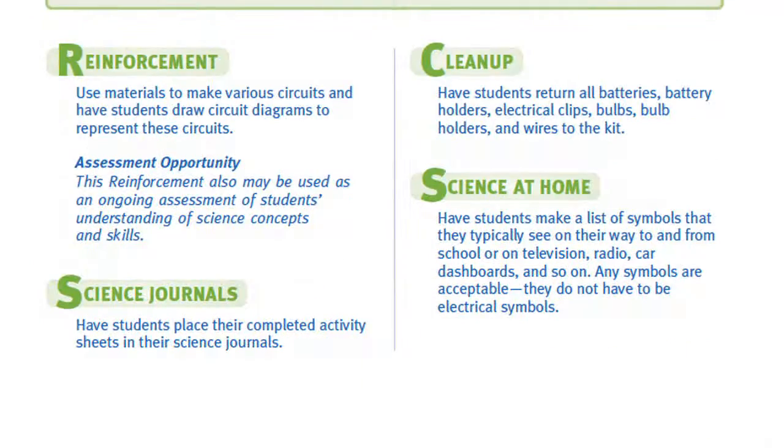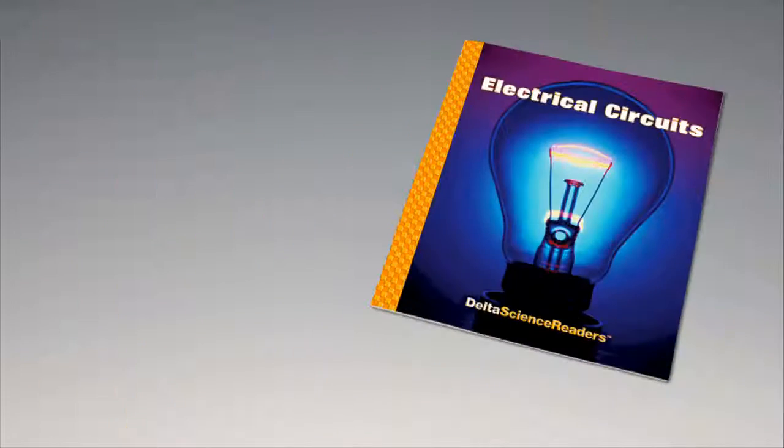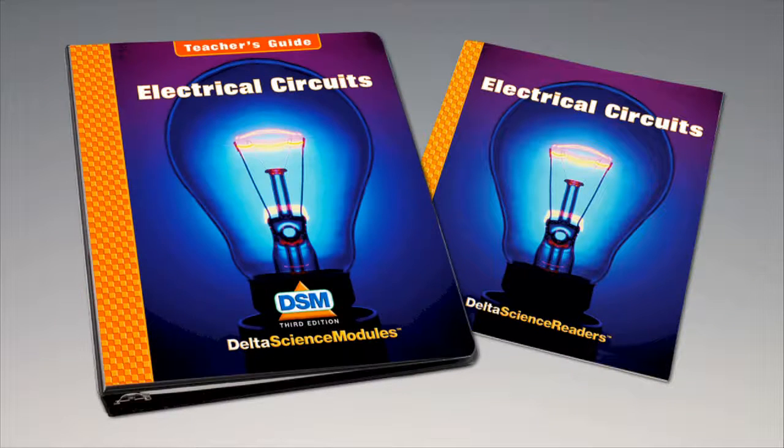Finally, inform students that in the next activity, How Do Bulbs Work?, they will discover how the light bulb works. To conclude Session 2, have students return all batteries, battery holders, electrical clips, and wires to the kit. For science background, reinforcement activities, curriculum connections, and information about the Delta Science Reader, please consult your DSM Teacher's Guide.